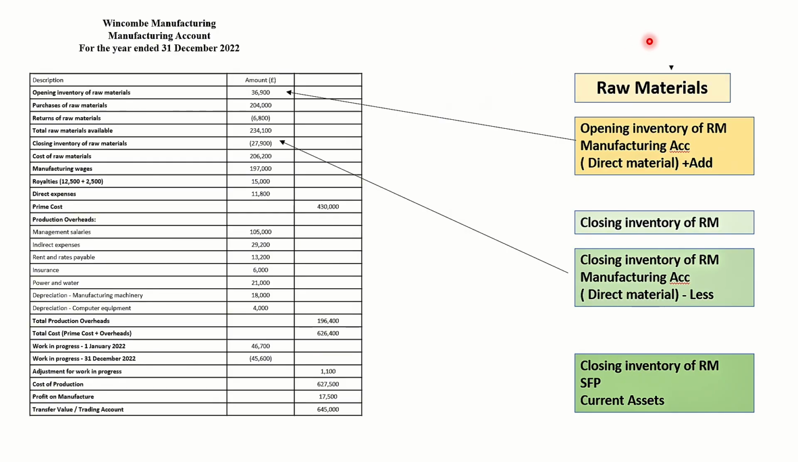Now, let's look at the entries of raw materials, opening and closing values. This is a format of a manufacturing account. As you can see here, the opening inventory of raw materials are added at the first section of your manufacturing account, whereas the closing inventory of raw materials, it once again goes under direct material and it's usually deducted. Furthermore, this closing inventory of raw materials is transferred to statement of financial position under current assets.